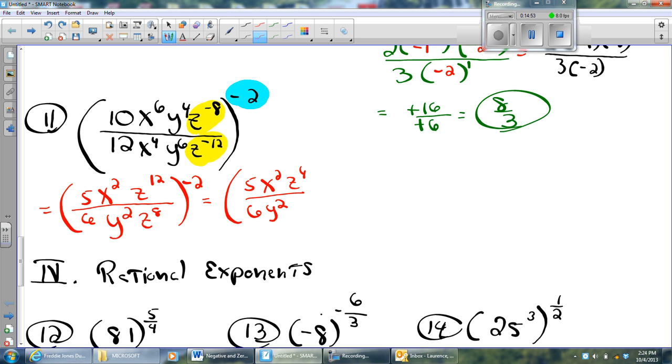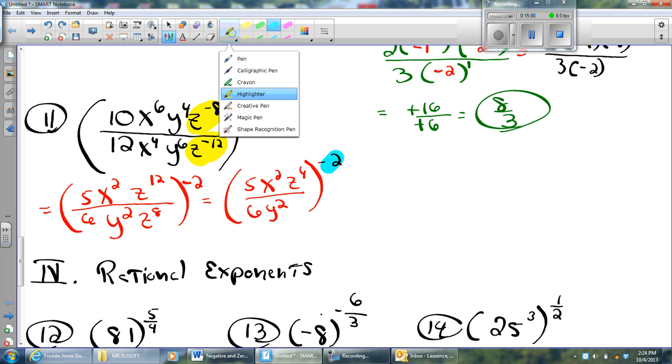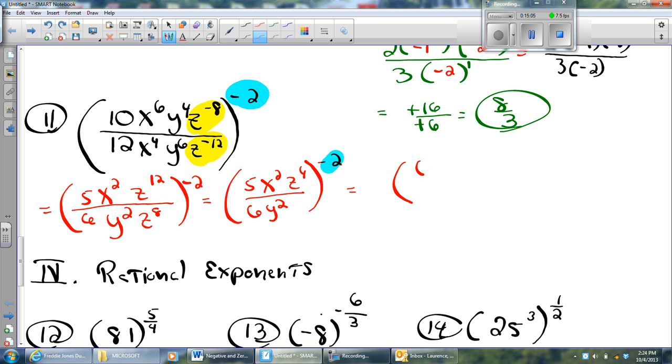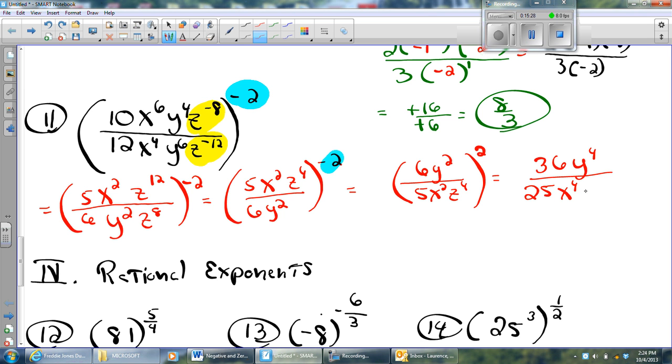I've got this -2 I need to deal with. A negative exponent means to use the reciprocal, and so I will do this. I will do 6y squared over 5x squared z to the fourth, and then it'll be a positive 2. One last step, I have to square everything. 6 squared is 36. y squared squared is y to the fourth. 5 squared is 25. x squared squared, x to the fourth. And z to the fourth squared, z to the eighth.